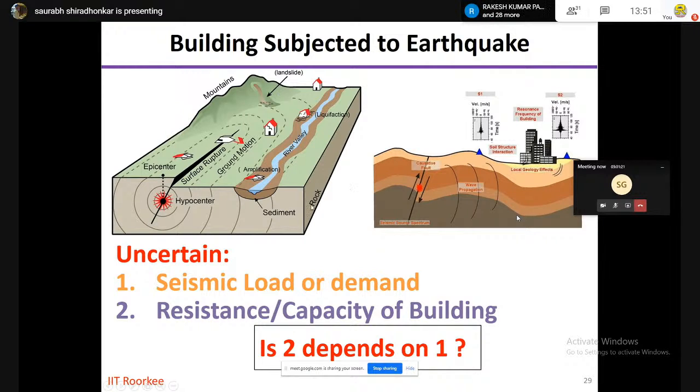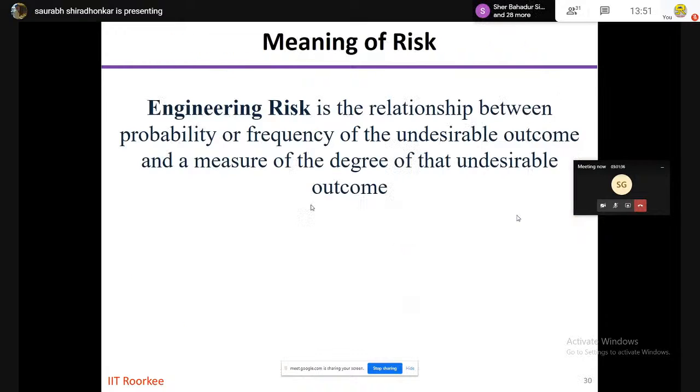So how do we address that? When load is coming, the structure is getting into the inelastic range. In addition to that, we don't know the type of load, we don't know the characteristics of the load, we don't know the capacity of the building. How can we address that? For that, the topic that we have chosen is important, which is risk, the meaning of risk.